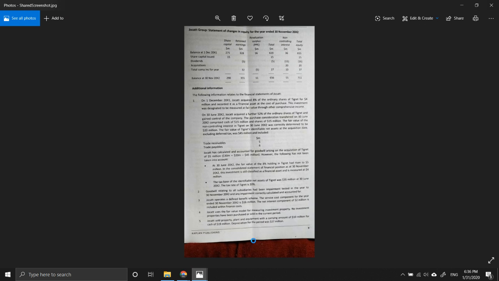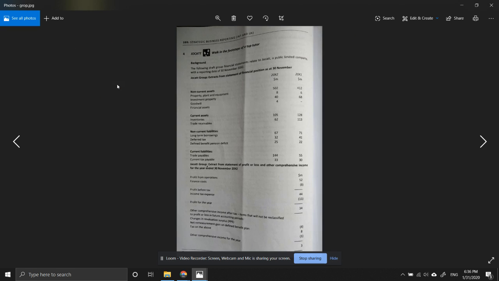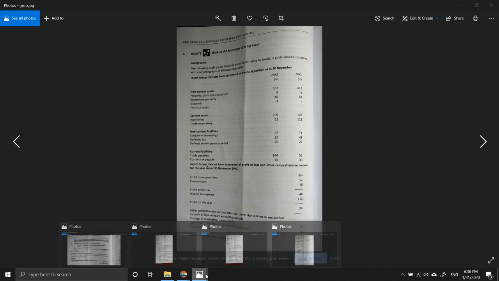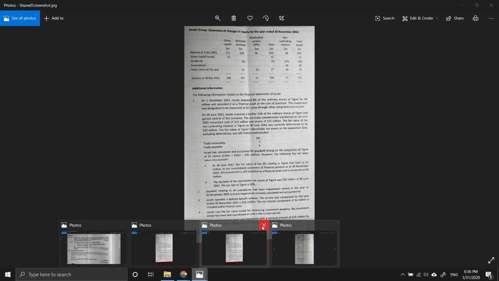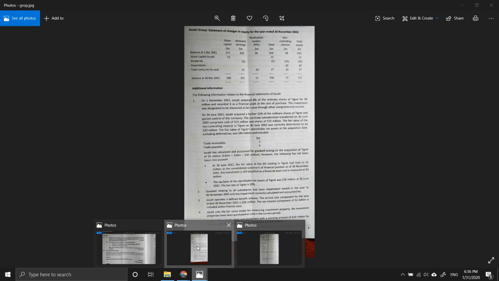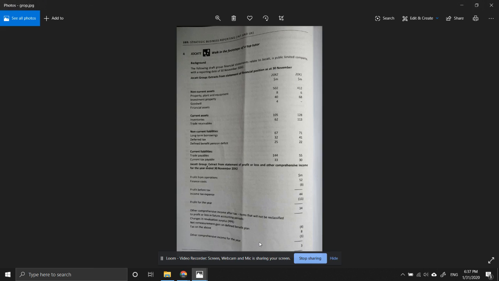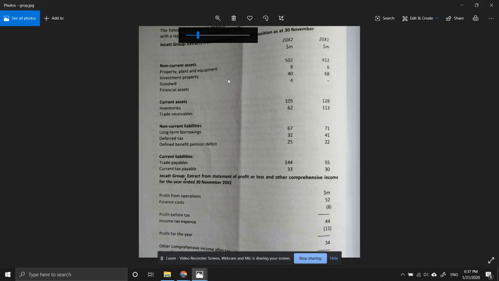So, what we are given is that, where did the picture go? Okay. So, what we've been given is SOFP, SOPL as well, and after that we've been given statement of changes in equity. So let's read a few of them. Let's go one by one.